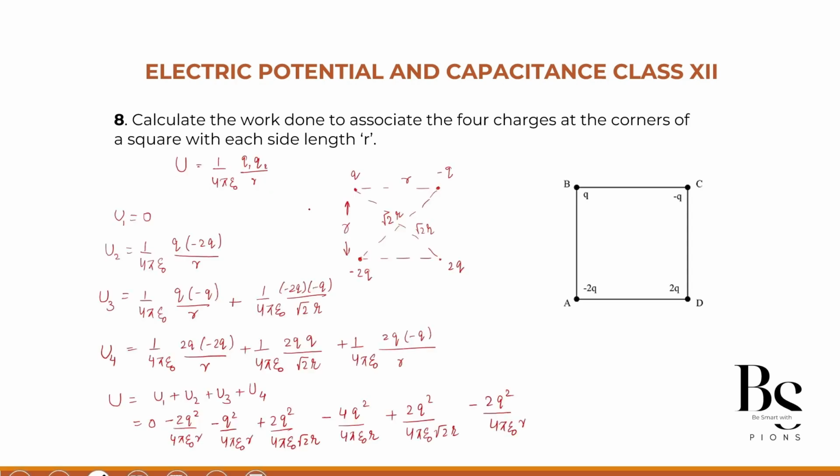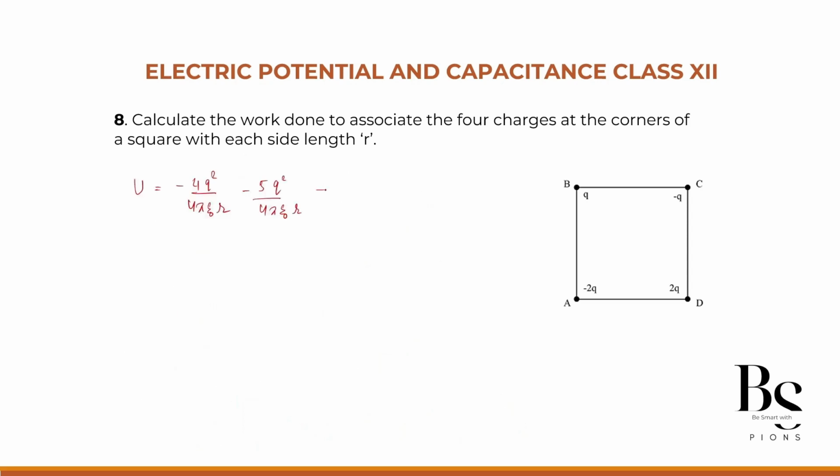Correct? Let's move ahead. Then we are left with these root 2 parameters, like root 2R here and root 2R here. So 2 and 2, 4. So here 2 and this 2, 4. 4q square by 4 pi epsilon naught root 2R. Correct? Great. Now 5 and 4, minus minus plus. So minus 9q square upon 4 pi epsilon naught R plus 4q square upon 4 pi epsilon naught root 2R.